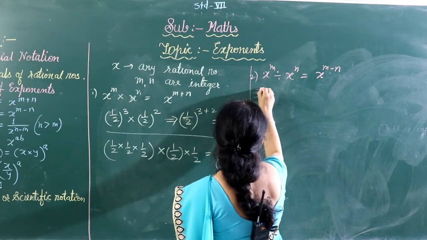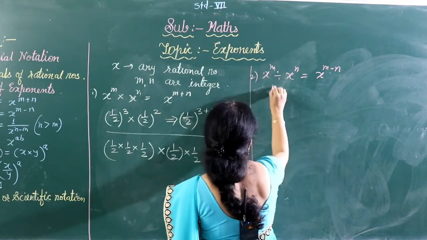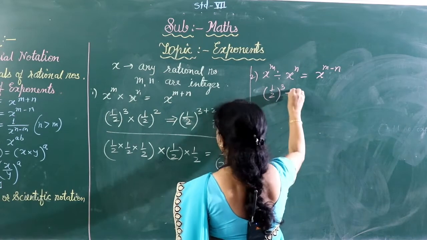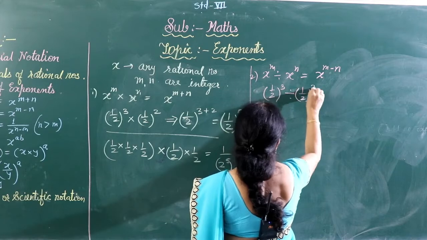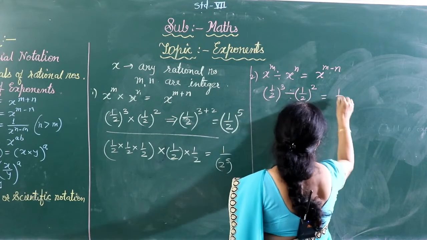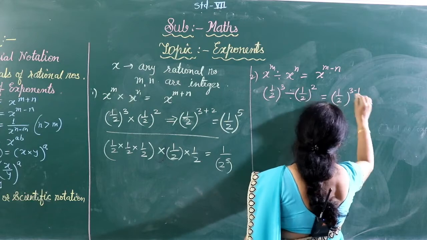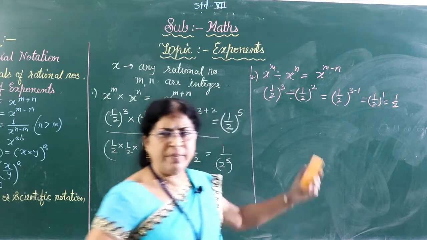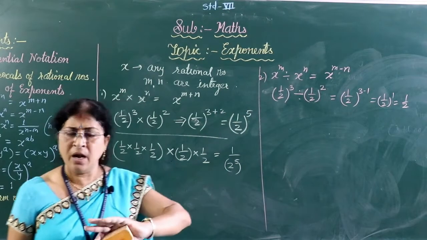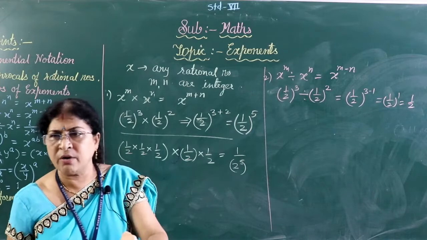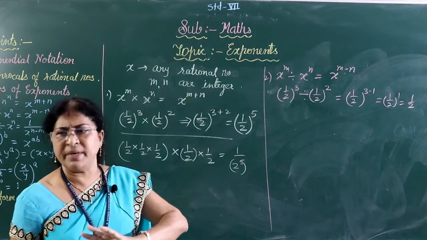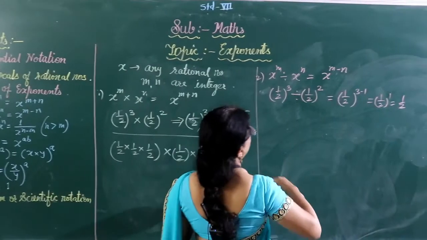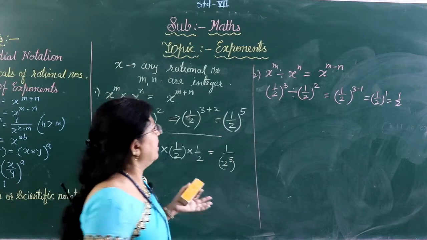Okay, now check. For example, the same example, let's take 1 by 2 raised to 3 divided by 1 upon 2 raised to 2. What will you get? Common base 1 upon 2 raised to 3 minus 2, means 1 by 2 raised to 1, means the same 1 upon 2. Now by the usual method we will solve and check. Every time we will not solve like this, but now for this, so that your doubts will be clear, I am solving it by both methods, by applying the law as well as by the usual method. So if we are using the usual method, how will we solve?